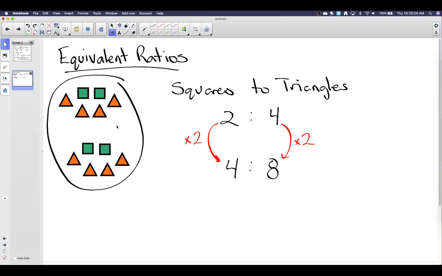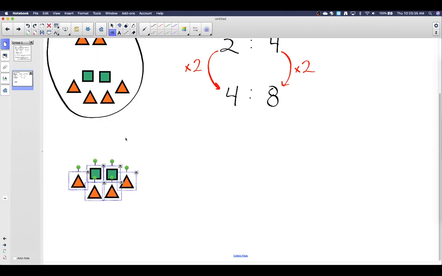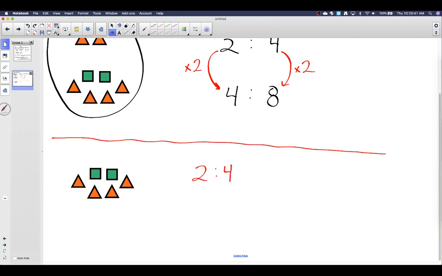Now, with this ratio that we had, I'm going to draw these squares and triangles again, put them down here. If I had the squares and the triangles here, and our ratio being 2 to 4, there's something else that I can do with this to still have an equivalent ratio. Because what I could do is split these squares into 2 separate parts, and then split the triangles into 2 separate groups or parts. And now I still have the same number of squares and triangles, but I've split them into 2 separate groups, where each group has 1 square and 2 triangles.